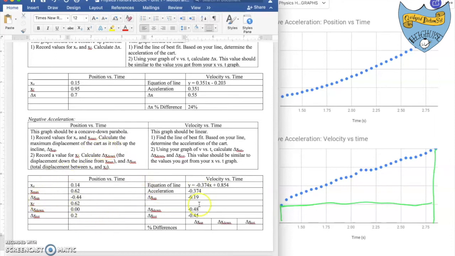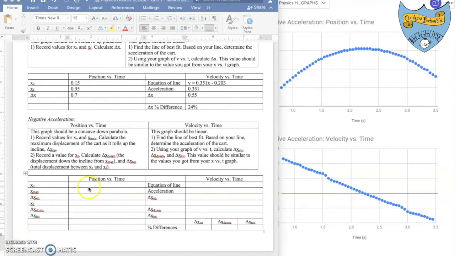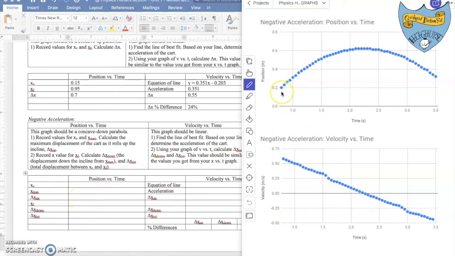So I'm going to clear these values out and then show you how you get the values for negative acceleration, because that's a little bit more work. All right, negative acceleration then. You'll notice there's a lot more things, right? X naught, X max, what do all those refer to? Well, those are referring to different moments in this position versus time graph. X naught would be here. X max, you could probably guess, would be at the very top. And X final would be here at the end.